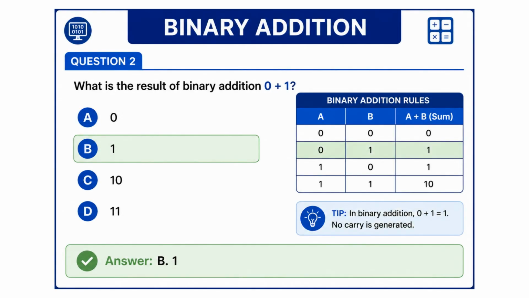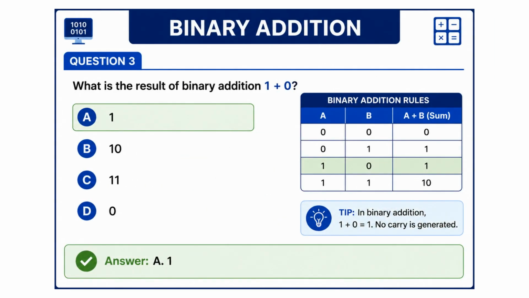Now let's try another one. What is the result of binary addition? 0 plus 1. When you add 0 and 1, the answer is simply 1. There is no carry, because the total is less than 2. So, the correct answer is option B, 1.